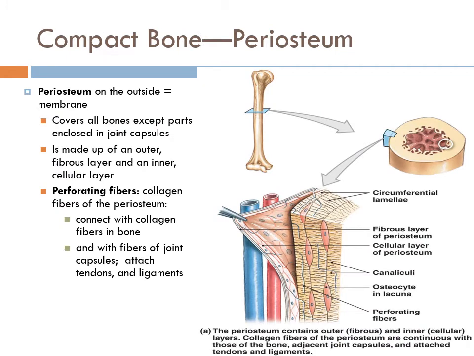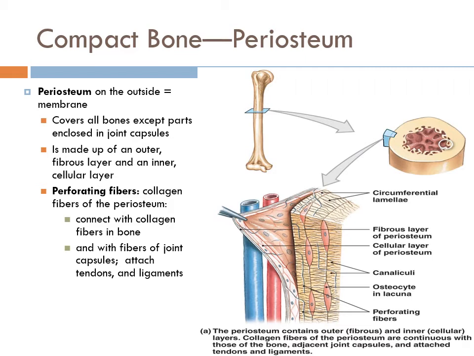Okay, so let's look at the coverings of bone. So the outside of the bone, the total outer layer of the bone, is covered with a periosteum. The periosteum covers all bones except the parts that are enclosed within the joint capsule, and the joint capsule surrounds the joint itself. So the articulating cartilage is not covered by periosteum, but the rest of the bone is covered by a periosteum.